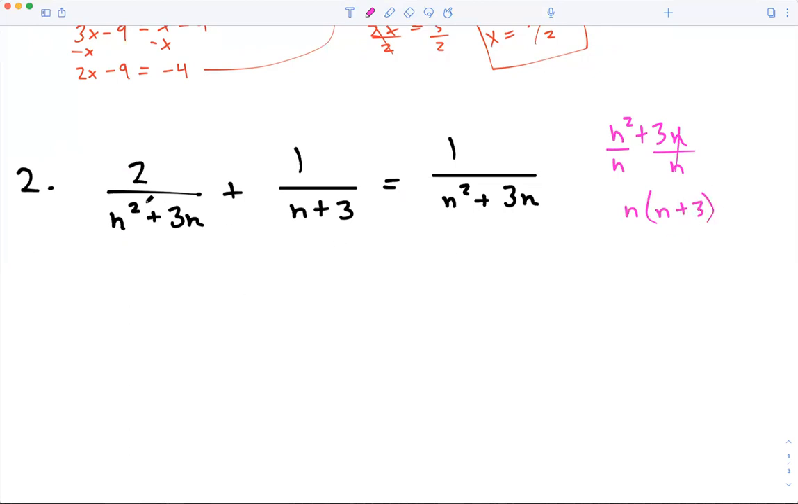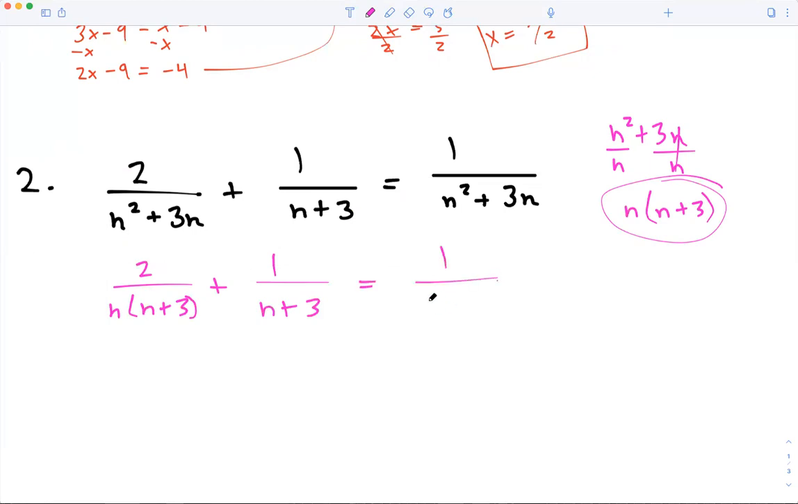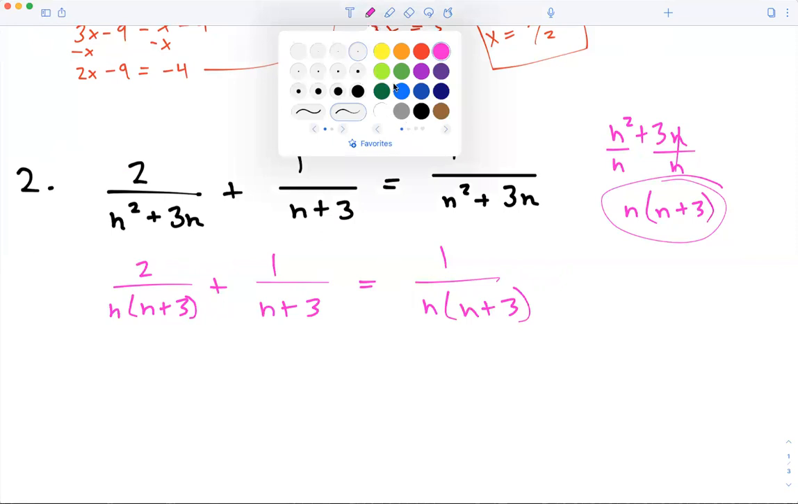So we're going to rewrite both of these, because they're the same, as our factored version. So 2 over n times n plus 3 plus 1 over n plus 3 equals 1 over n times n plus 3. All right, now you can see what we need to cancel in the denominators. We have an n plus 3. We always want to see it in terms of its factors, right? We don't want to leave it like this. We have to factor it. So we need to cancel an n and an n plus 3. That's it. That's all the unique factors we have.